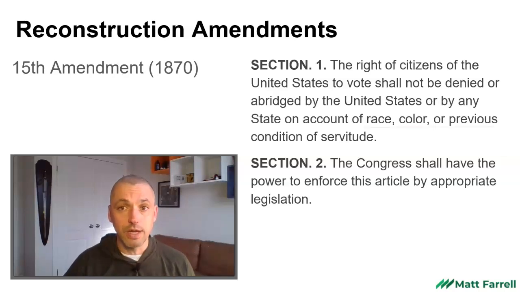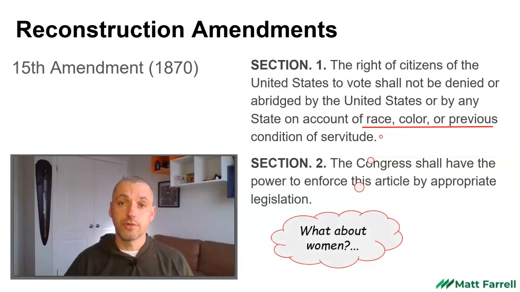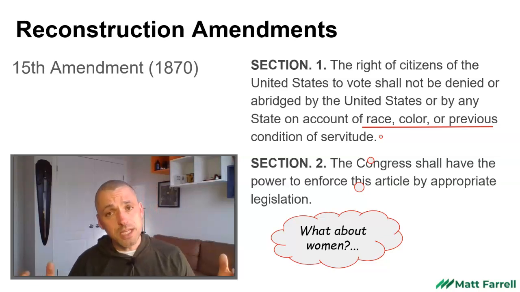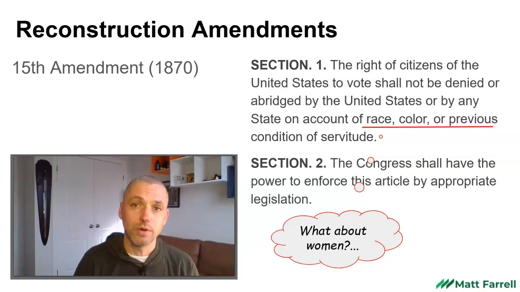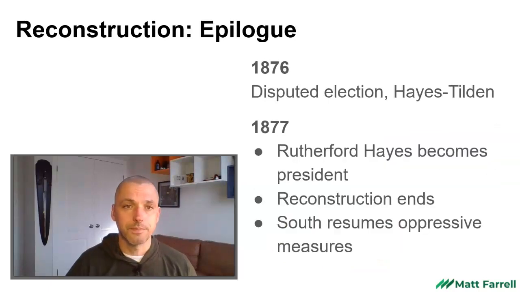Also, the 15th Amendment. Not enough to guarantee equal rights, you must allow the freedmen to vote. Now, you'll notice that the 15th Amendment says that you can't take away a person's right to vote based on race, color, or previous condition of servitude. It didn't really mention women. They weren't deemed worthy of the right to vote just yet.